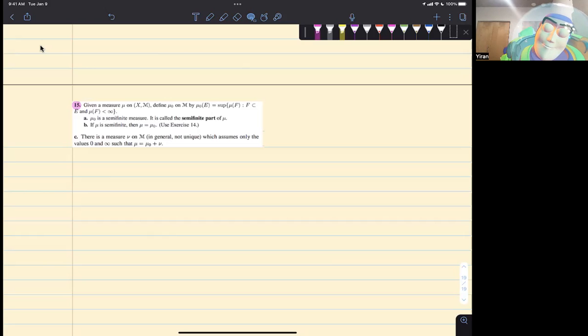Since Fn is equal to this union, we know that the mu of Fn is equal to mu of this union, right? And it is equal to, because the Fj's are disjoint, the Fj's are disjoint.